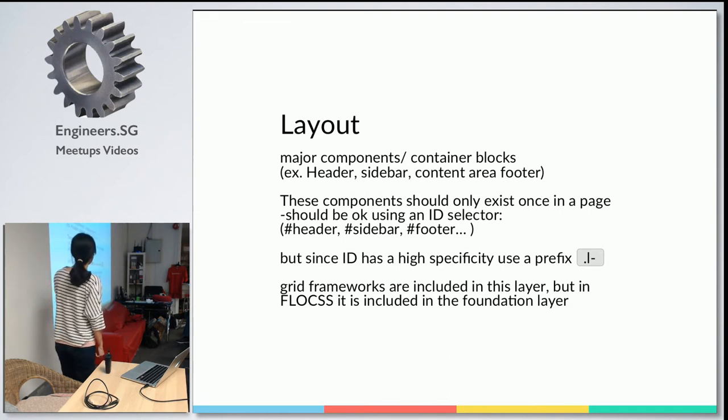So for the layout layer, you can use an ID selector. But since ID has high specificity, you don't want to use IDs. You can use a prefix of .l- So you're going to have .l-header, .l-sidebar, .l-footer, and so on and so on. And so in FLOCSS, we always use a prefix to differentiate between different layers.